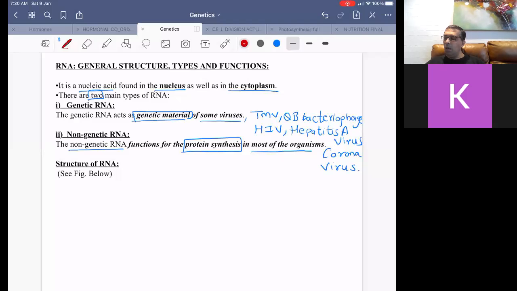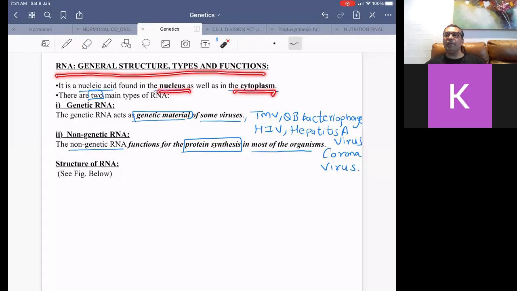Let us first understand everything about the structure of an RNA and how it helps in protein synthesis to take place. So, the RNA is found in the nucleus as well as in the cytoplasm. DNA was found only in the nucleus. RNA is produced in the nucleus with the help of DNA, and then it goes into the cytoplasm. And in the cytoplasm, RNAs help in protein synthesis.